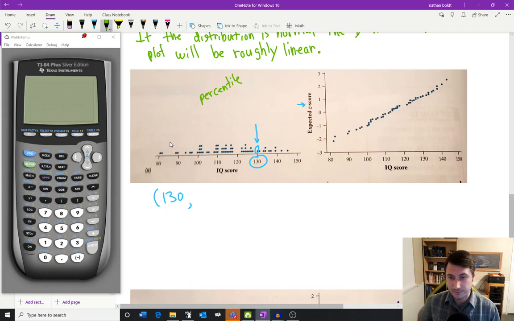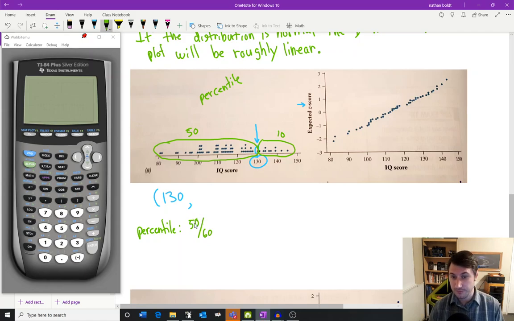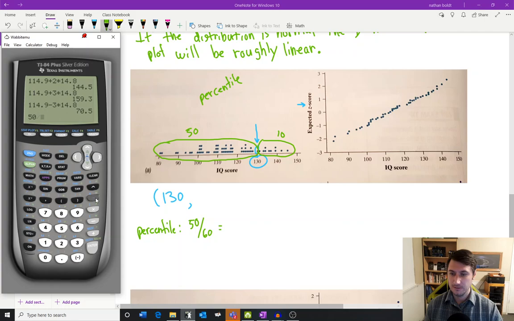So I counted these dots for you. On the left, including the point, there are 50 dots. And on the right, there are 10. So our percentile is equal to 50 out of 60. It is greater than or equal to 50 of the values out of the 60. So that gives me a percentile of 50 divided by 60. That is the 83rd percentile.